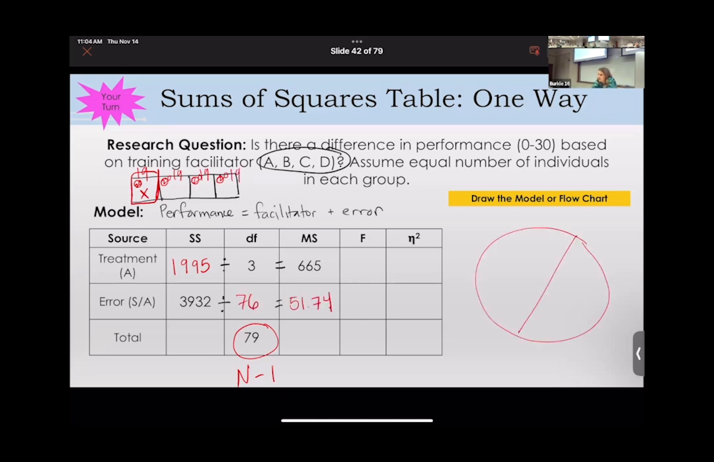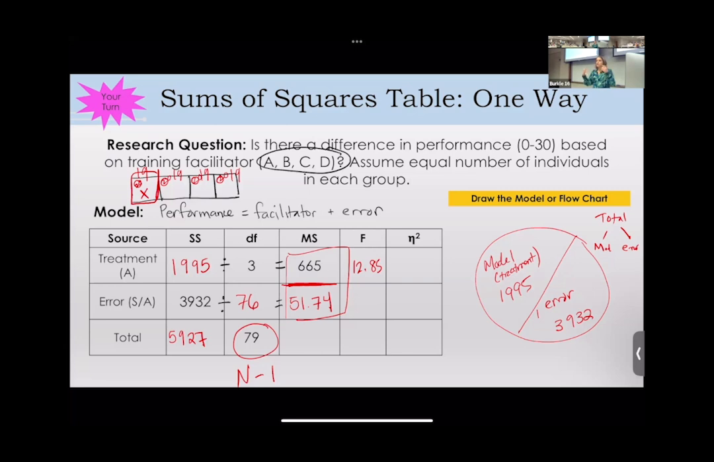Very simple partitioning of variance. Total is either model or error. So if we have model and we have error, squares. So if you're trying, rather than just be like, I've got to use sums of squares for eta, you can think conceptually, effect size is agnostic of sample size.